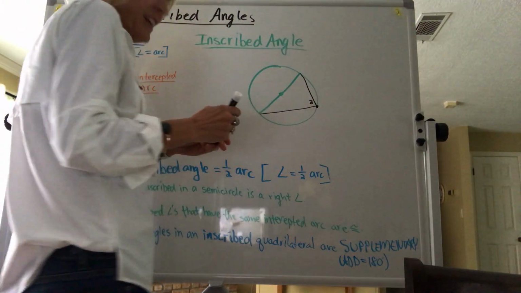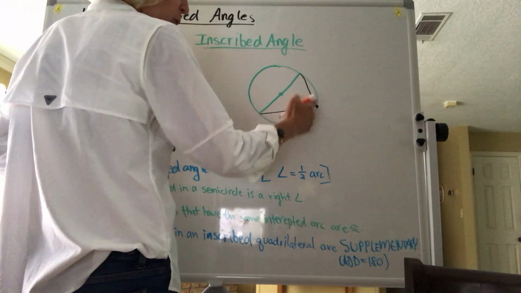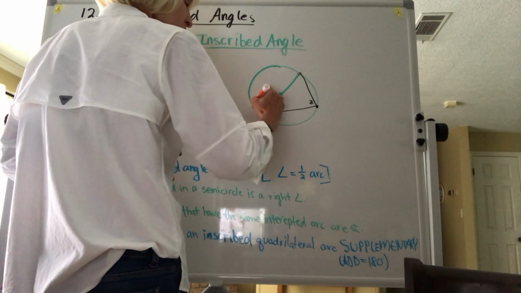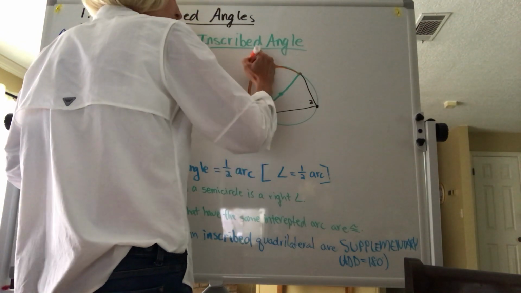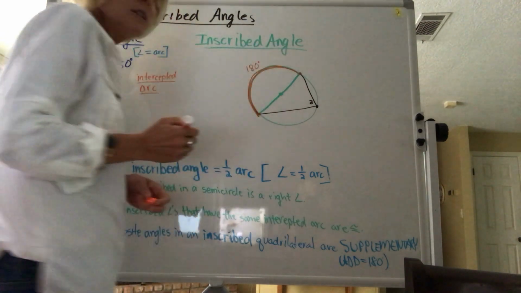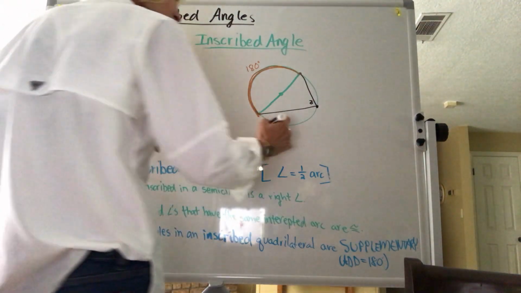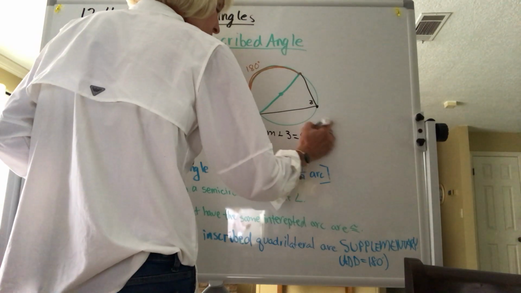Yeah, it's really a matter, again, of just looking at the intercepted arc. Oh, angle 3 starts and stops on the circle here. So obviously the intercepted arc is what? A semicircle of 180 degrees. So what would the measure of angle 3 be? You're exactly right. The measure of angle 3 is 90 degrees.